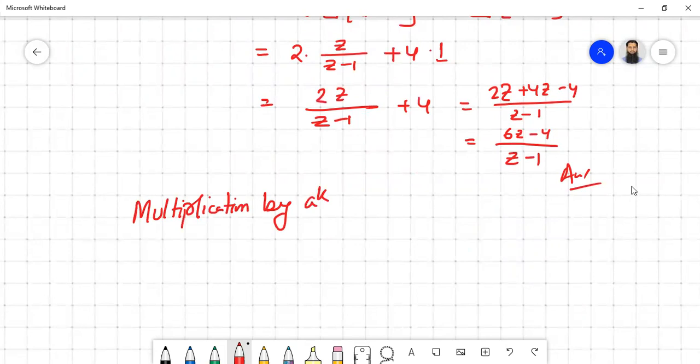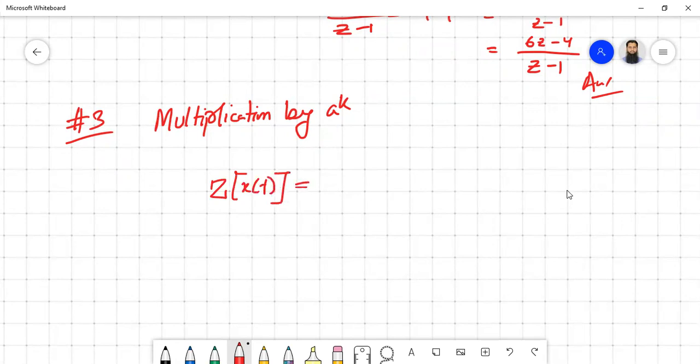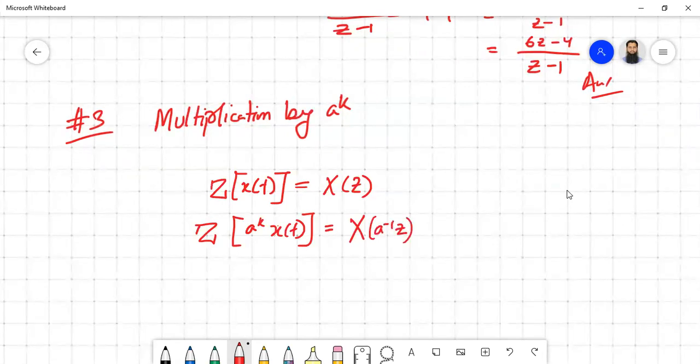So this is also from Ogata's book. What it means is, if the Z transformation of x(t) equals X(z), then the Z transformation of a^k times x(t) will be, according to what they're saying, X(a^-1 z). Wherever in your transformation you have z, that will be replaced by a^-1 z.